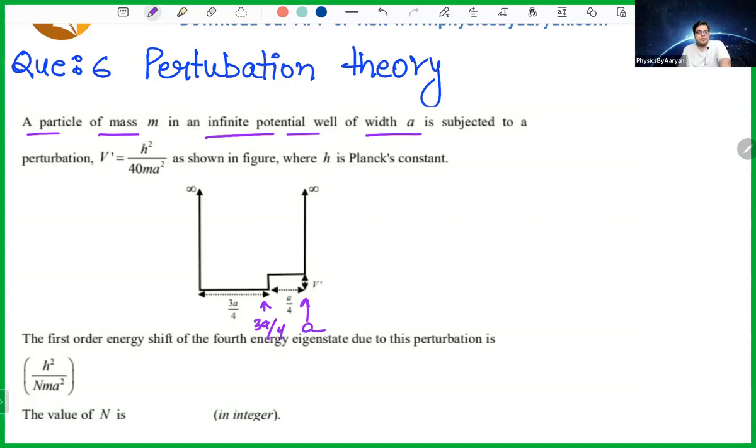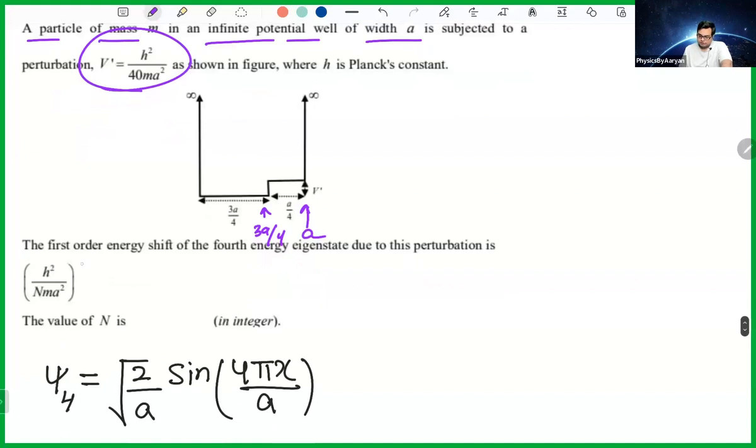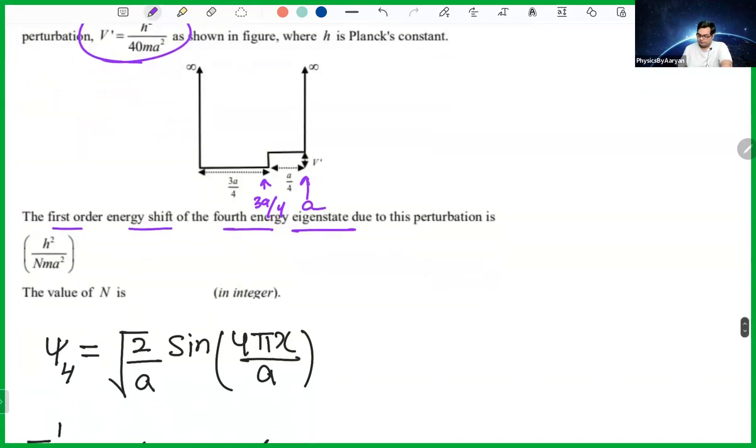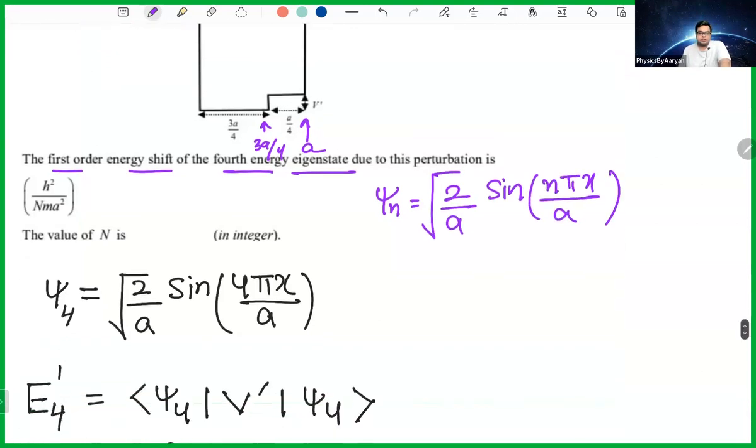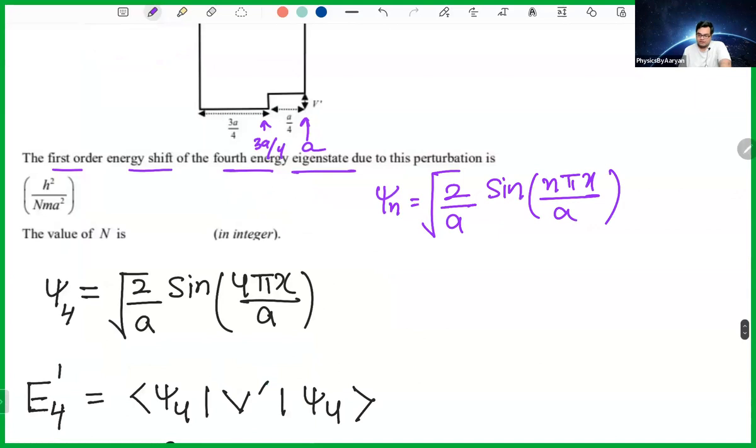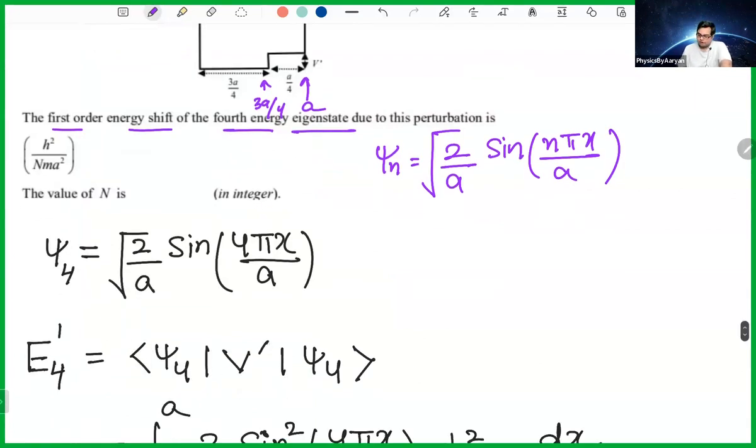And the value of the perturbation is also given. Then they are asking what is the first order shift in energy of the fourth energy eigenstate. So what is the wave function? The wave function for an infinite well is given by the square root of 2 by a, times sine of n pi x by a. That's all. Since it's the fourth energy eigenstate, you put n equals 4 here. So you get 4 pi x by a. Then you have to find the perturbation. How much is the value of the perturbation?